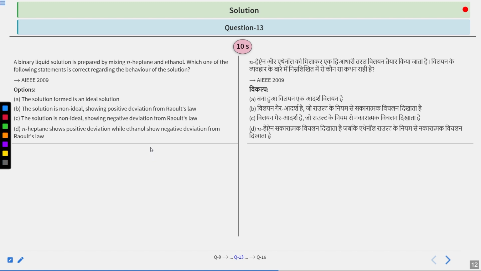A binary liquid solution is prepared by mixing n-heptane and ethanol. Which one of the following statements is correct regarding the behavior of the solution? A, the solution forms an ideal solution. B, the solution is a non-ideal solution showing positive deviation from Raoult's law. C, the solution is a non-ideal solution showing negative deviation from Raoult's law. D, heptane shows positive deviation, while ethanol shows negative deviation. So you have 10 seconds to solve this question. I'm not giving a hint because it is a very easy and theoretical question. Your time starts now.